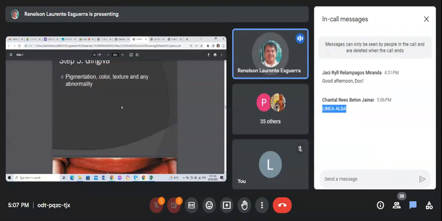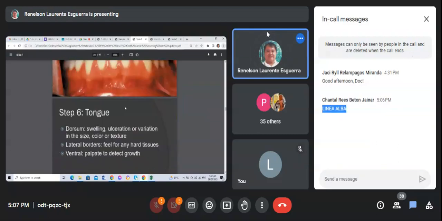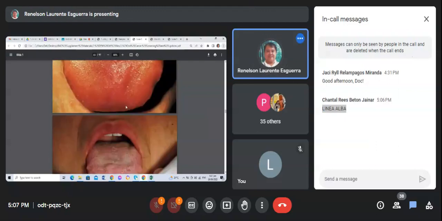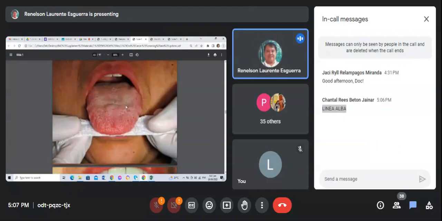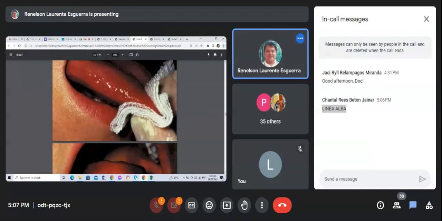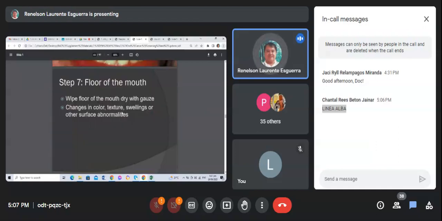So you look into the gingiva, you look into the dorsum of the tongue here, specifically the lateral borders of the tongue, because this is where most of cancers would appear. Then the ventral surface of the tongue, the floor of the mouth.